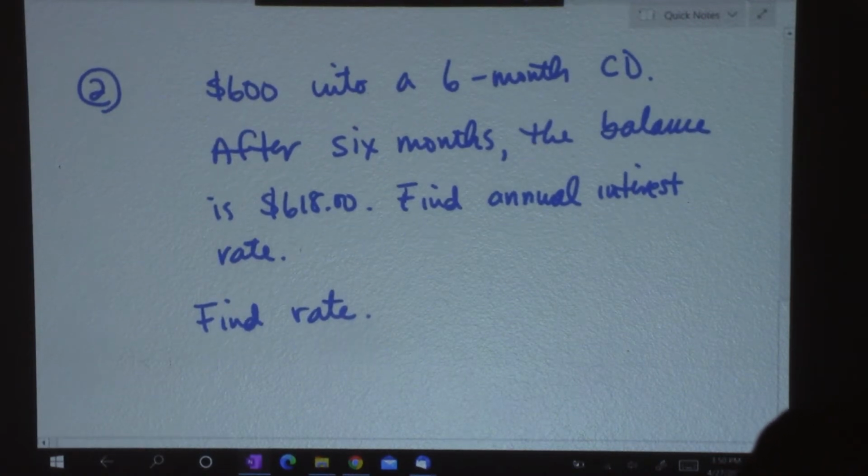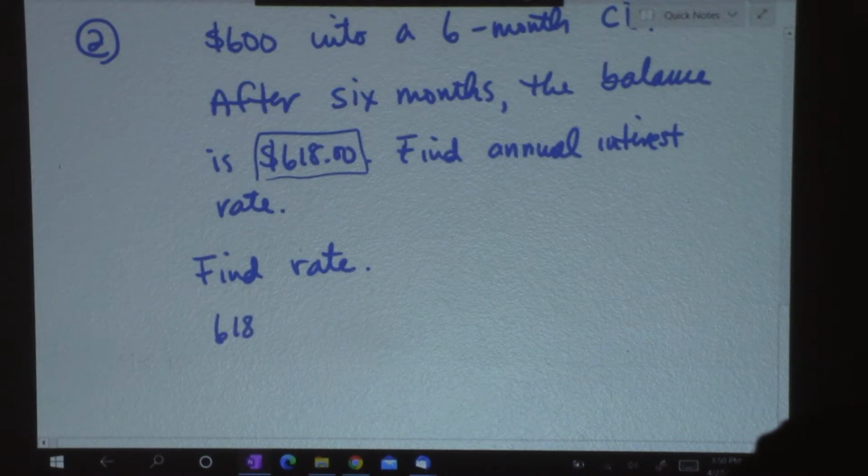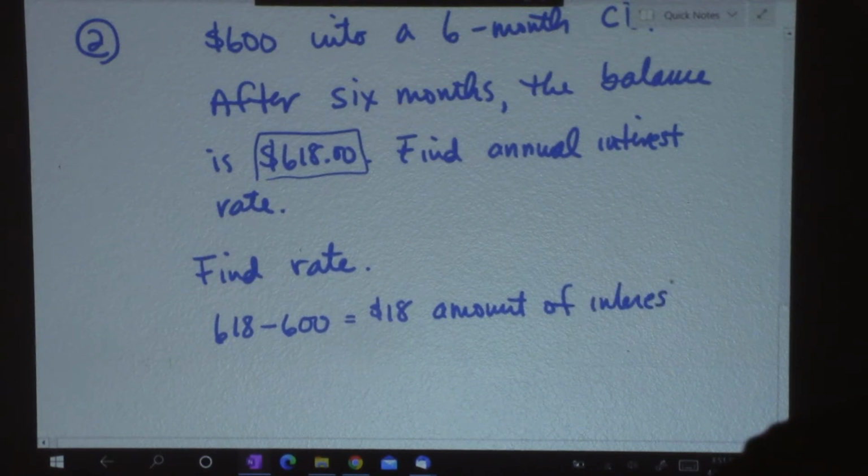All right, so you put $600 in, and after 6 months, you have $618. So your total is $618. What you put in was $600. So if you find the difference between those, you find out the amount of interest that you earned is $18. So this is the amount of interest you earned in that 6 months. Okay?